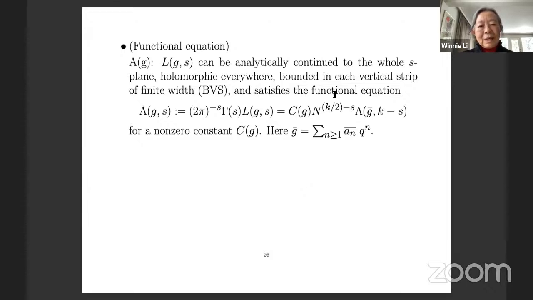All these analytic conditions together we call A(g), the analytic condition for g. This g is the same as that g. Okay, so I will stop here for today.